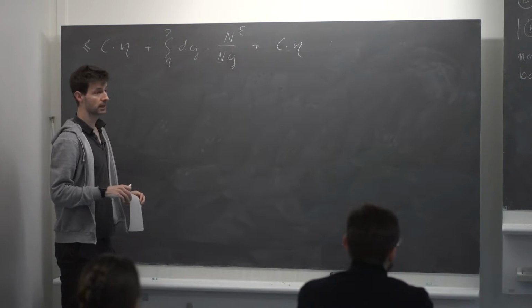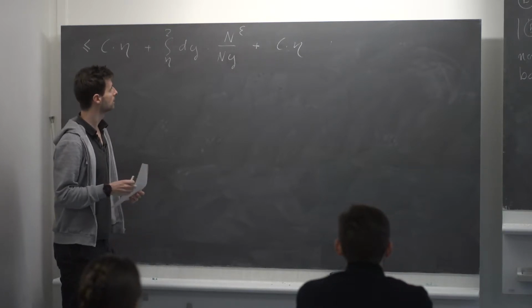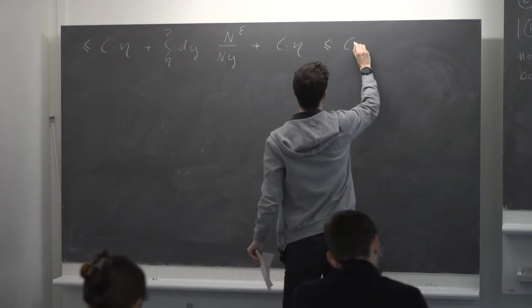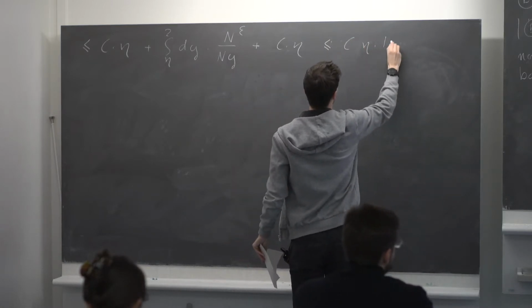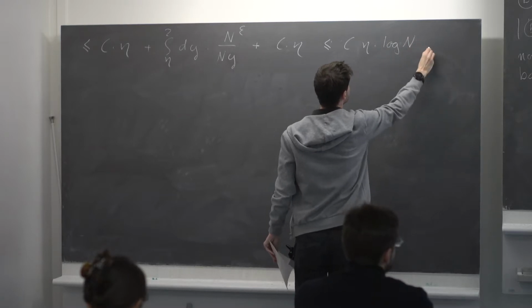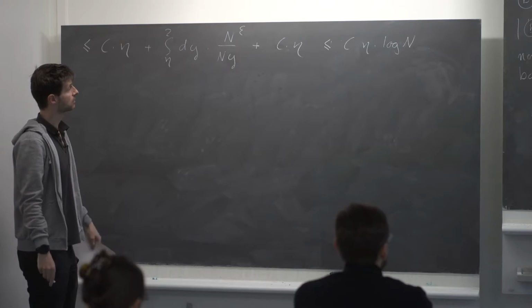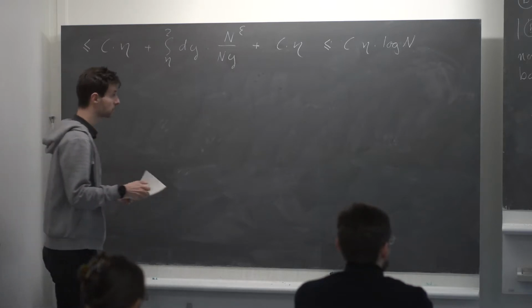And minus log of eta is bounded from above by log n. So this is in fact bounded by c times eta times log n. So I lose a log factor, but that's the best I can do. Of course, I don't really care about log factors.